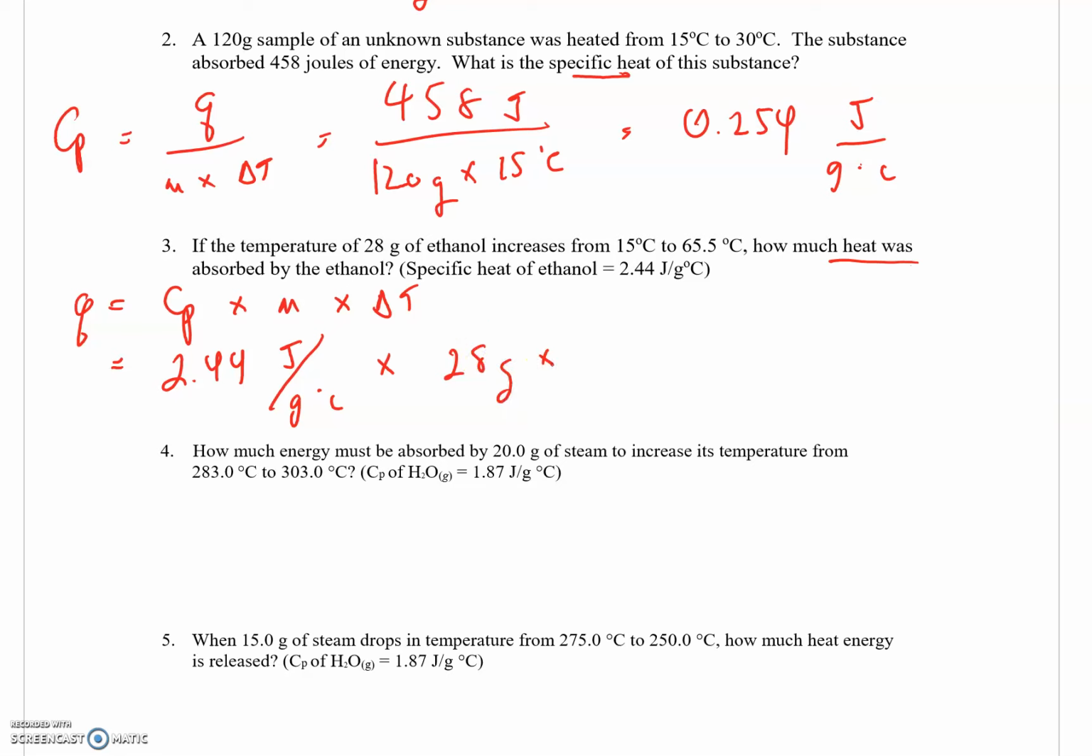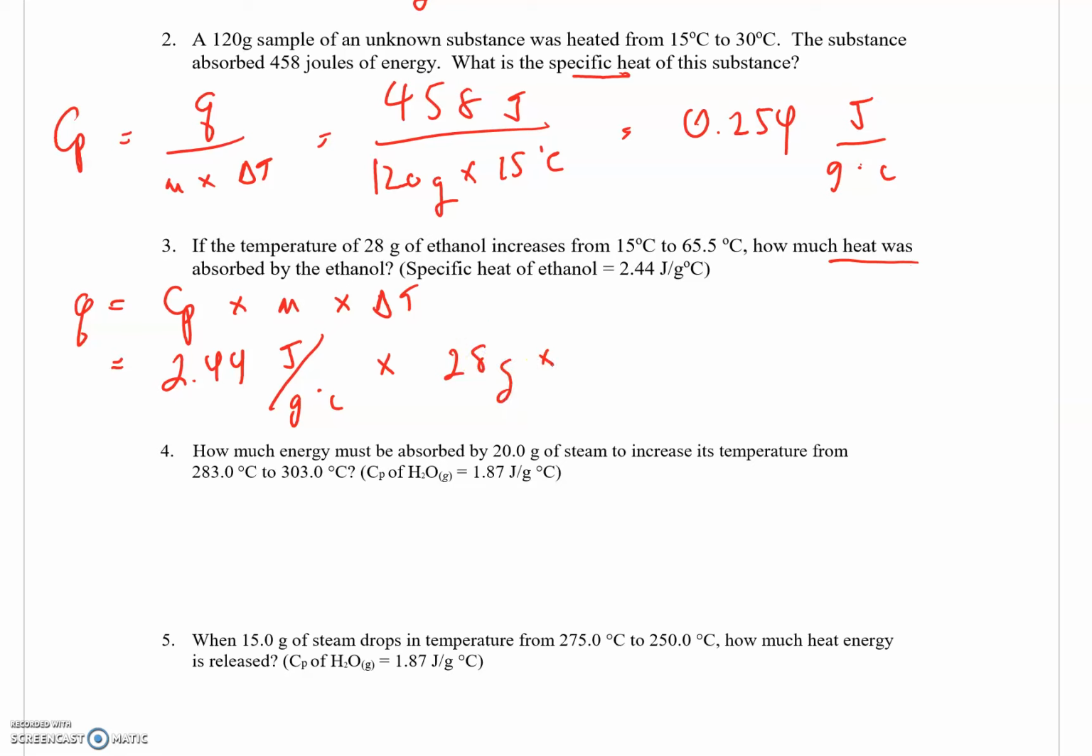Okay, number 5, same thing. When 15 grams of steam drops in temperature, how much heat is released if we go from 275 to 250? Sorry if I'm getting to be old hat here, but pretty easy stuff, right? 1.87 joules per gram degrees Celsius. We have a mass of 15 grams. We're going from 275 to 250. That's a delta T of 25 degrees Celsius. Degrees Celsius cancels. Grams cancels. Leaves our answer in joules. 1.87 times 15 times 25 is 701.25 joules.